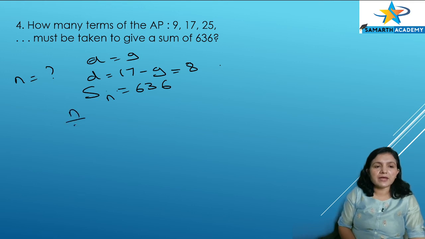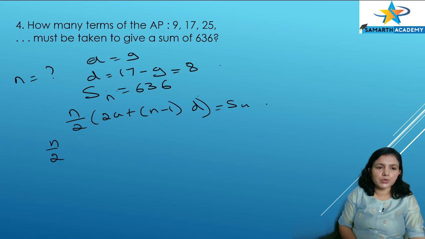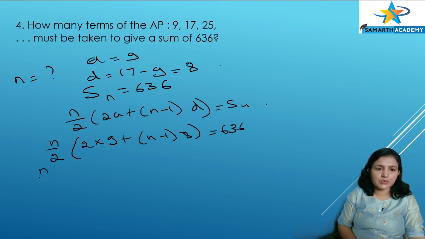So we'll use the formula n by 2, 2a plus n minus 1 into d is Sn. Put the given values. N by 2, a is 9, plus n minus 1 into d. D is 8, equal to 636. So n by 2, let me send 2 that side. So n into 18 plus 8n minus 8 is equal to 636 into 2.